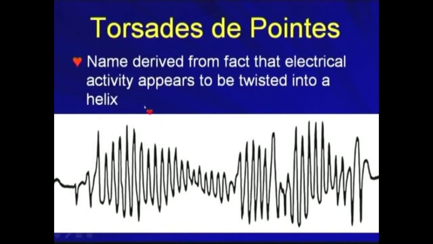Torsades actually means the electrical activity appears to be twisted into a helix. So torsades means twisted into a helix. So it's a classical example of torsades.